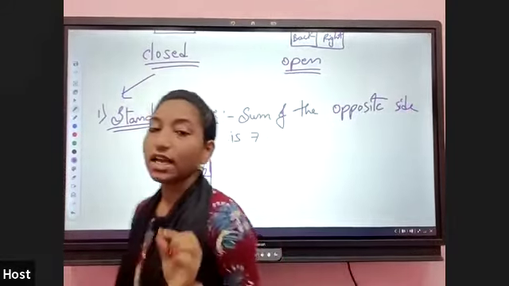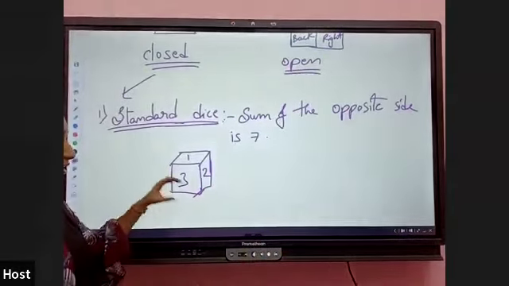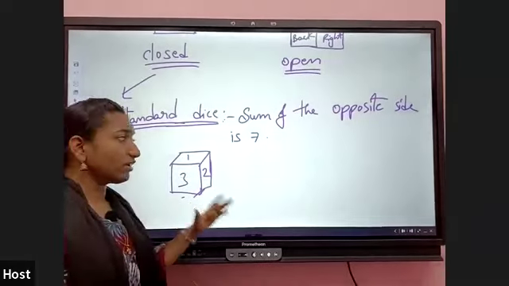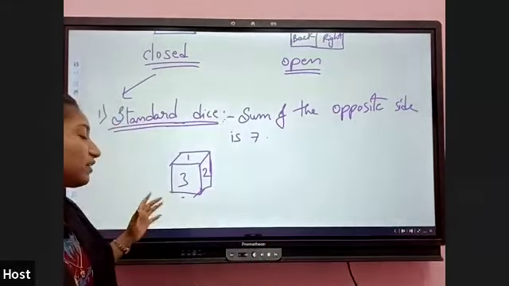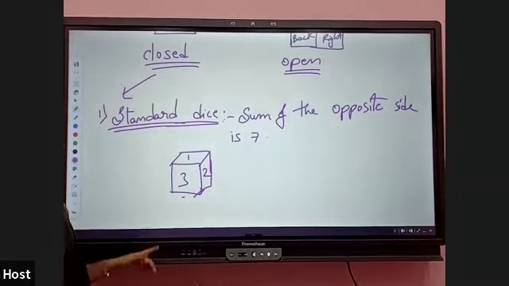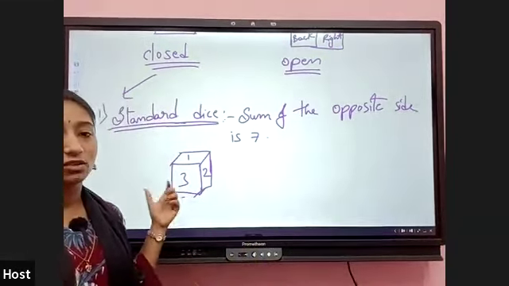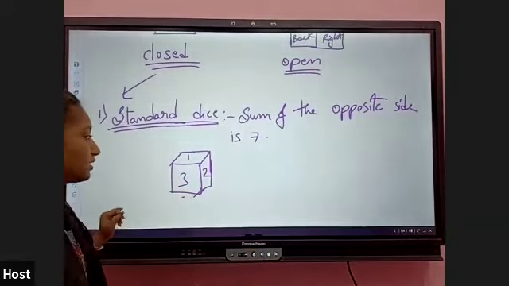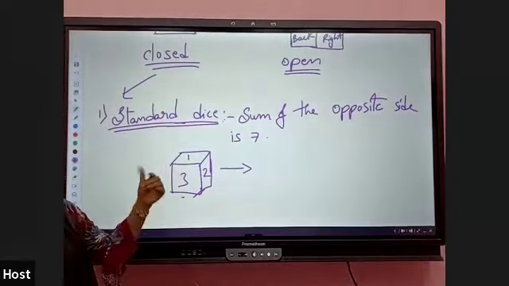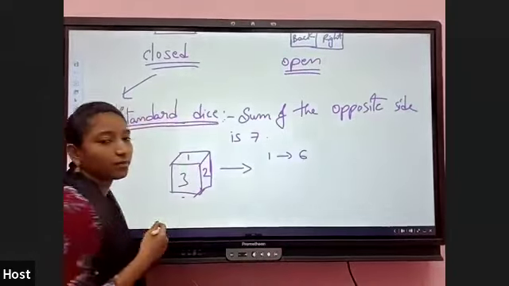So standard dice means the sum of the opposite faces is 7. We can only see 3 faces of the closed dice, so we can find the opposite faces easily, which we will discuss further. When the sum of the opposite sides is 7, we call this dice a closed, standard dice. Here the opposite number for 1 is 6. So 1 plus 6 will be 7.